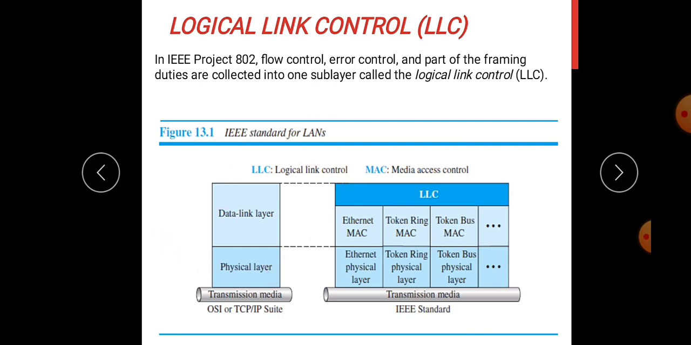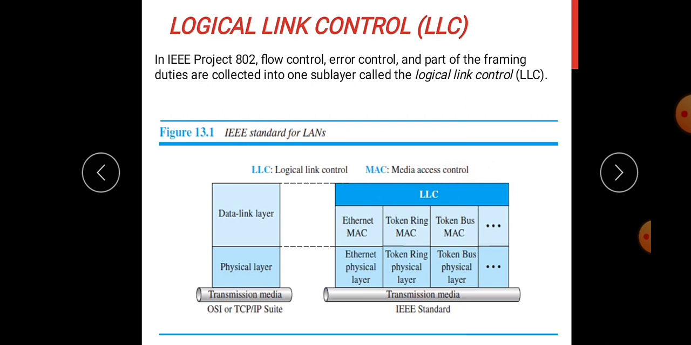This figure shows the relationship of the 802 standard to the TCP/IP protocol suite. This is the TCP/IP protocol suite and this is the IEEE standard. Here IEEE has subdivided the data link layer into two: logical link control and media access control. IEEE has also created several different physical layer standards for different LAN protocols.